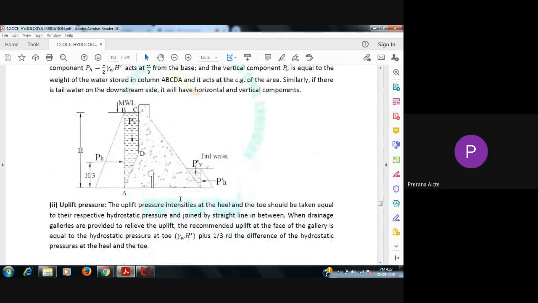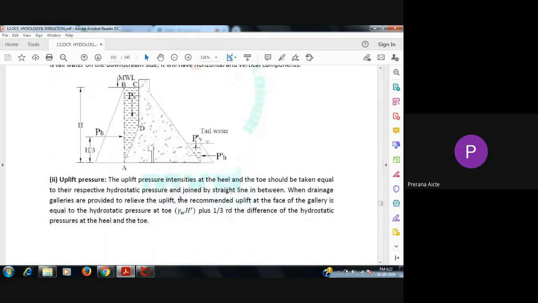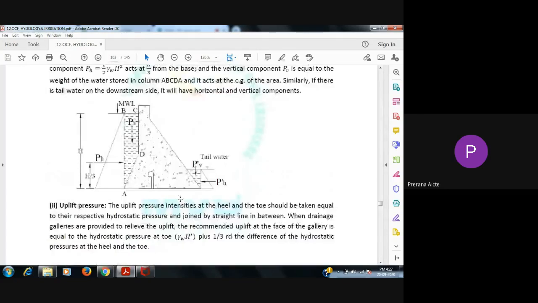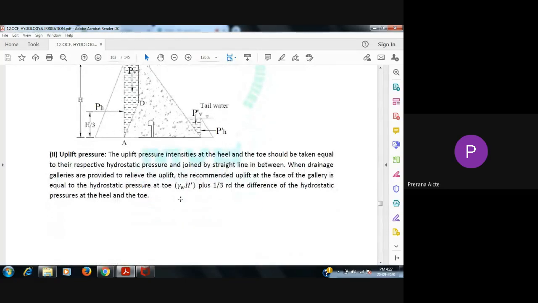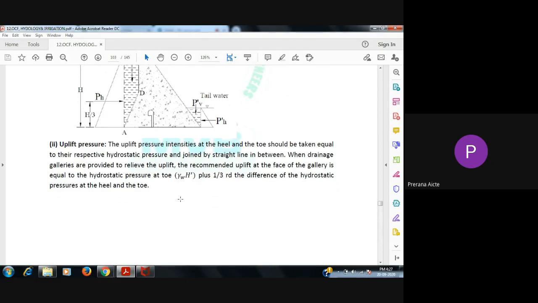This is a gravity dam. The first one is water pressure, then uplift pressure. Uplift is due to the water table and soil conditions. The uplift pressure intensities at the heel and the toe should be taken equal to their respective hydrostatic pressures and joined by a straight line in between. When drainage galleries are provided to relieve the uplift, the recommended uplift at the gallery is equal to the hydrostatic pressure, like this.